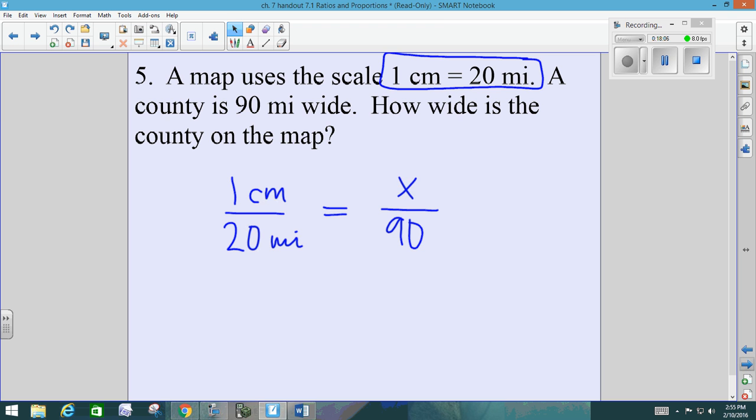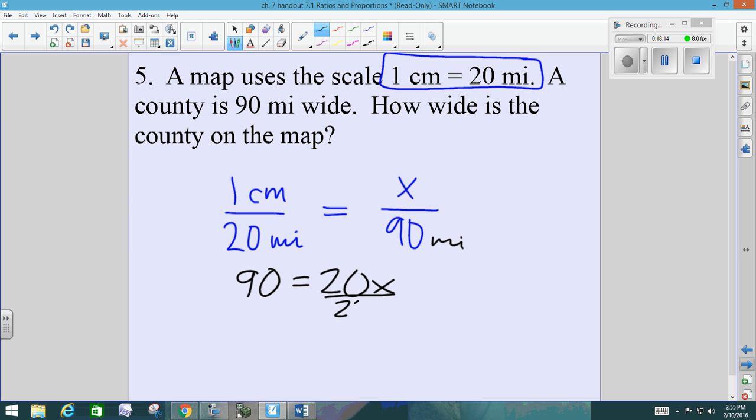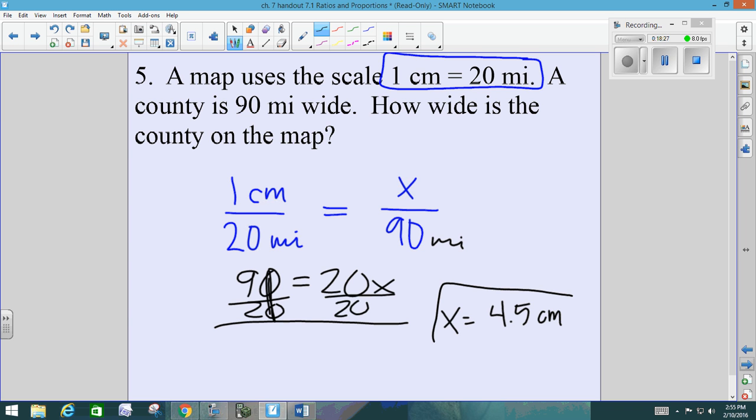Cross multiply. So you don't need to worry about the labels here. You just multiply the numbers. 90 times 1 is 90. 20 times x is 20x. Divide by 20. The zeros cancel. What's 9 divided by 2? 4.5 centimeters. So the 90-mile wide county in real life is only 4.5 centimeters on the map. That's what it's telling us.